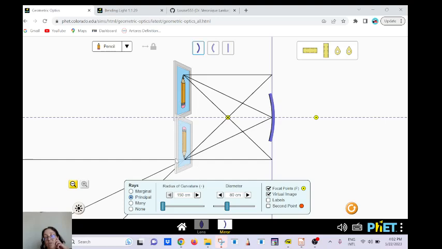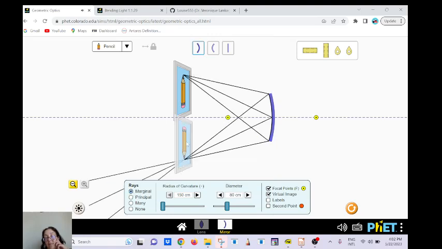You see that you get a real image. It's a real image because the ray, when it's bouncing off, actually reaches the screen here. So you can place a screen, and if you do an experiment in the lab, you will see the image of this object there.